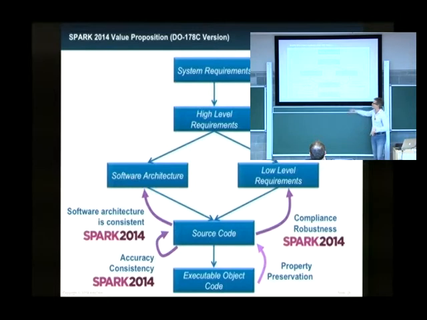So basically the idea is what? This is a certification, DO-178 avionic certification, which basically defines the different parts of the development. And the thing is that what we try with Spark is to be able to help you into making sure that the code that you write is the code that is expected from the definition of the architecture that you did. We want to make sure that the code is robust.